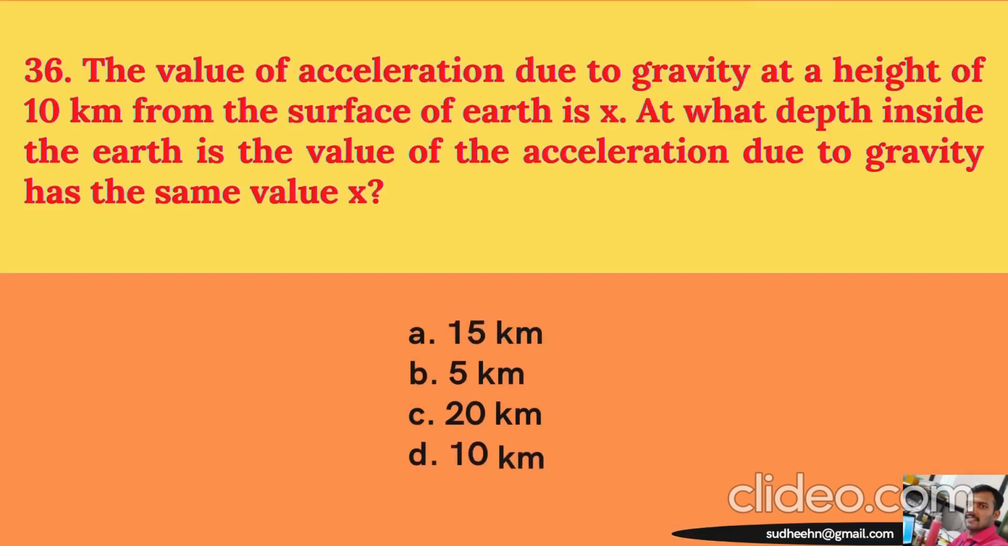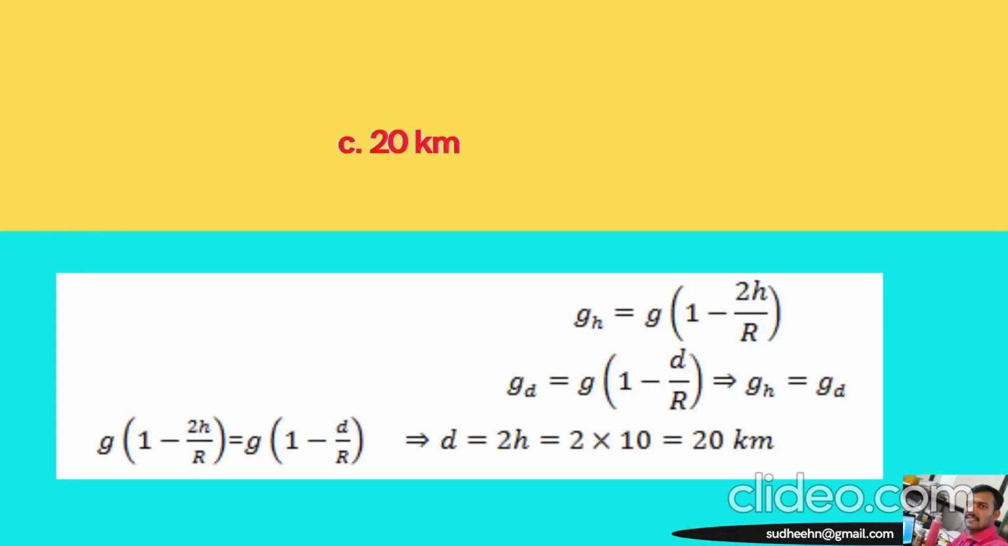Question number 36. The value of acceleration due to gravity at a height of 10 km from the surface of the Earth is x. At what depth inside the Earth does the acceleration due to gravity have the same value x? Options are option A, 15 km, option B, 5 km, option C, 20 km, and option D, 10 km. And the right answer is option C, that is 20 km.